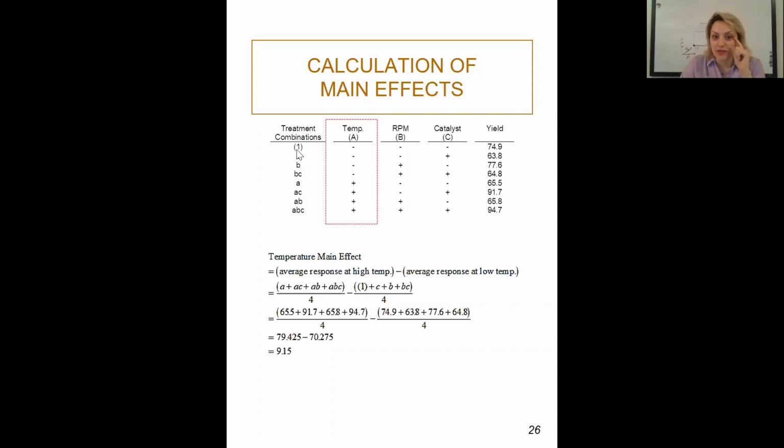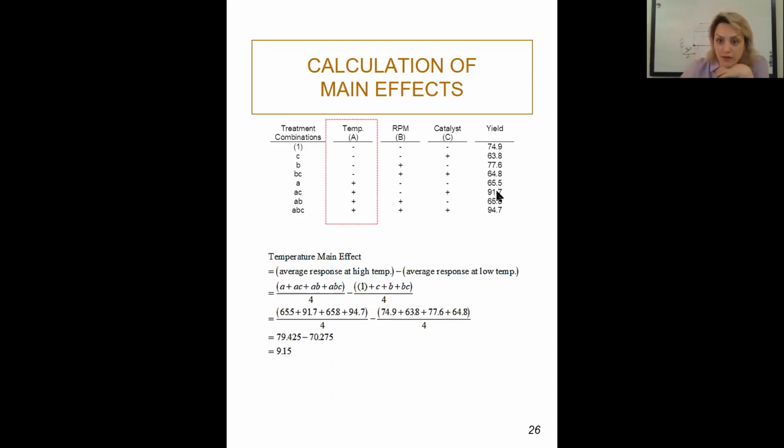So for the first run, our response was 74.9. For second run, our response was 63.8. For example, for our fifth run, our response was 65.5. So what happens is that when we say, okay, get the average on the high temp minus the average on the low temp, what are you going to do? It means that whatever you have on the high temp, look at it and see what was the response, the output, and then get the average of them.